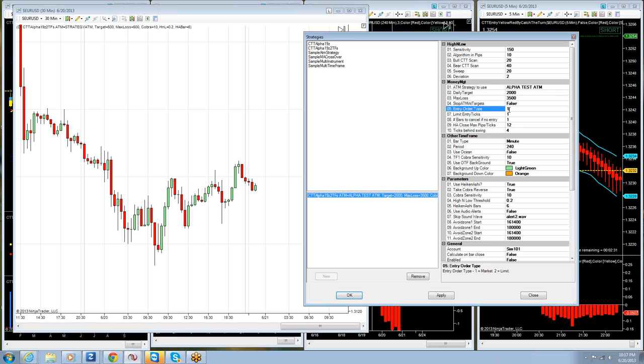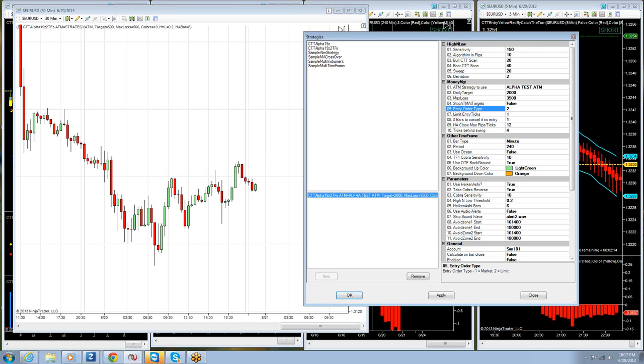Then you can set your entry order types from limit. Right now it's set to market, a market order. Or you can change it. Down here you see entry order type 1 equals market, 2 equals limit. So if I change that to 2, when it fires a signal that's confirmed, it will put a limit order on your dome.